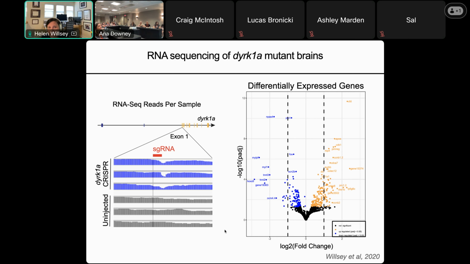So we did what's called RNA sequencing. So we took all the RNAs out of that brain that's been mutated. And so we made a mutation right in the first exon of DYRK1A that we validated here. And then we looked at all of the genes that were being expressed and which ones were different between the animals where DYRK1A had been mutated versus the other ones. And we have quite a list of many different genes that are differentially on and off compared to the two.